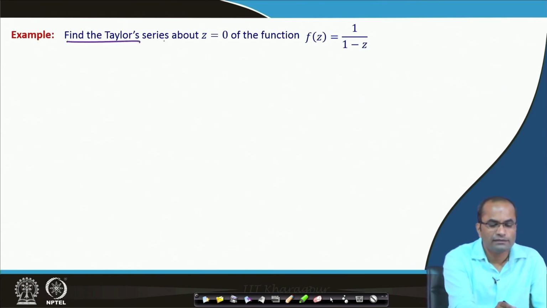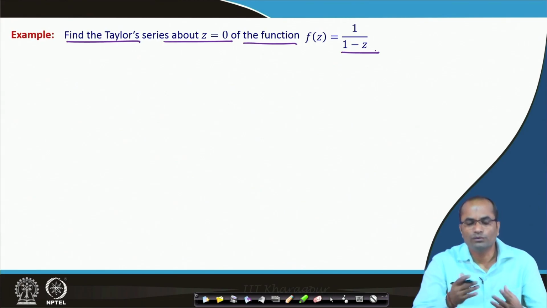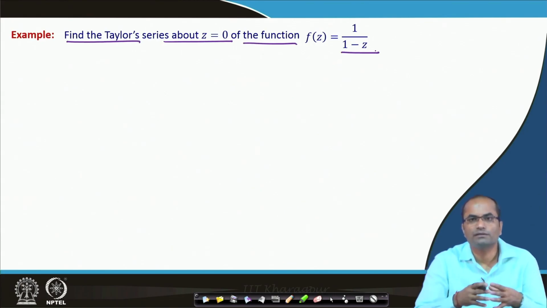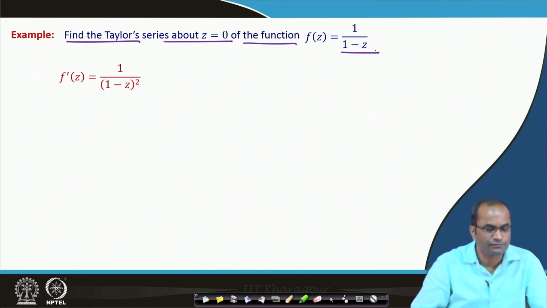Okay, so find the Taylor series about z equal to 0 of this function. For instance, we are taking here 1 over 1 minus z. This function plays a very important role, and we will see in a minute why it is crucial to expand this function first in a Taylor series, because we will use the series of this function to write the Taylor series of many other functions.